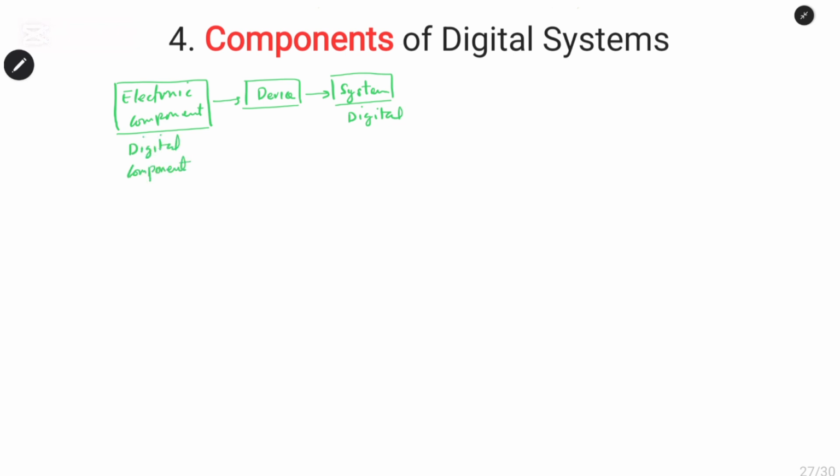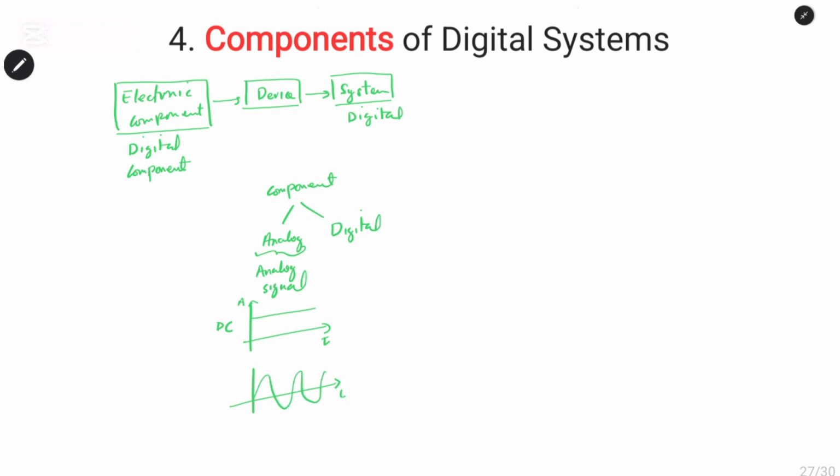And I mentioned previously that in terms of the component, we have the analog component and the digital component. However, if you see a digital component, they are mostly made from analog component. Analog component are component that deals with mostly analog signal. So analog signal, that means they are continuous in nature. We have the amplitude, we have the time. This is a DC signal, and also we can have the AC signal with amplitude.